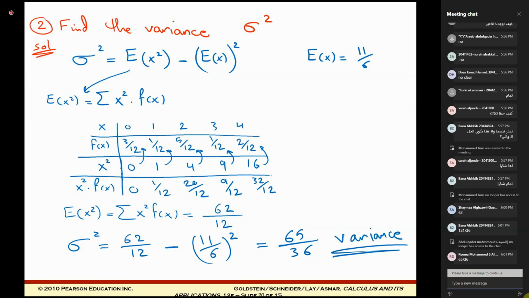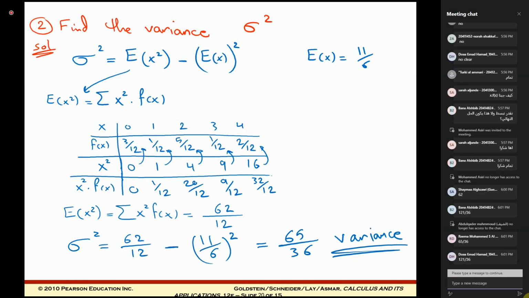Okay, good. If we need to find, for example, the standard deviation, this is radical 65 over 36. If we need to find the standard deviation SD, this is the radical of the variance.